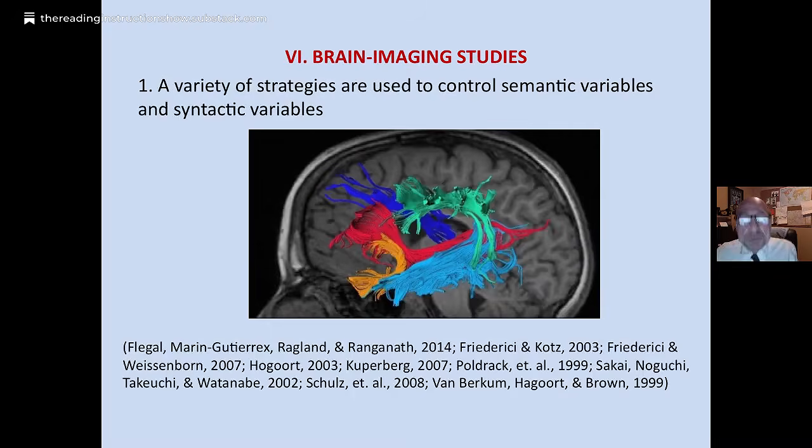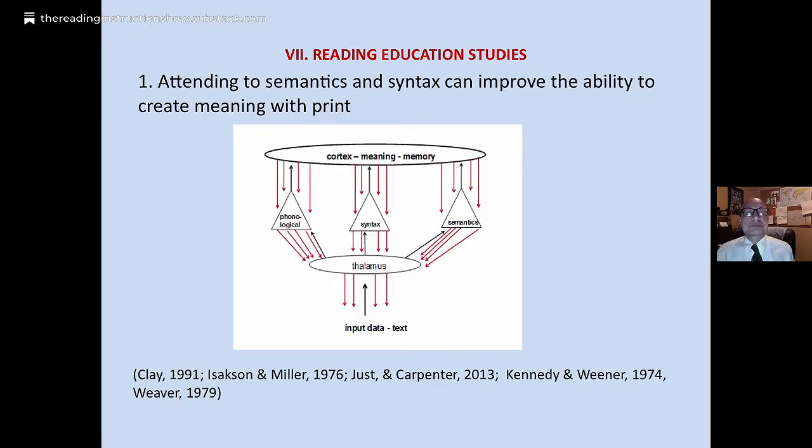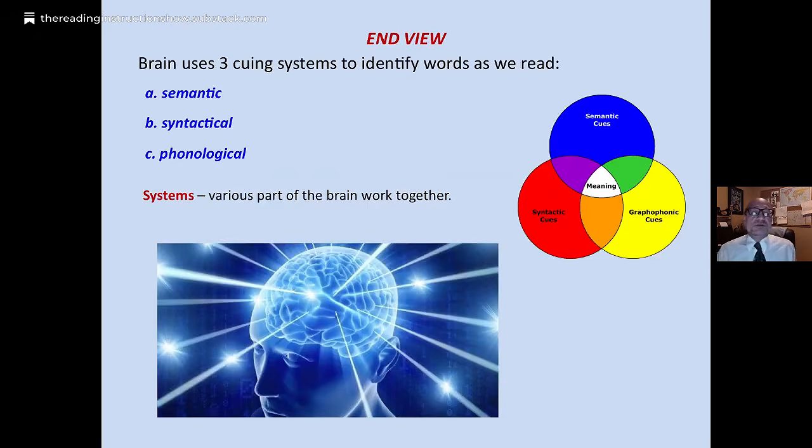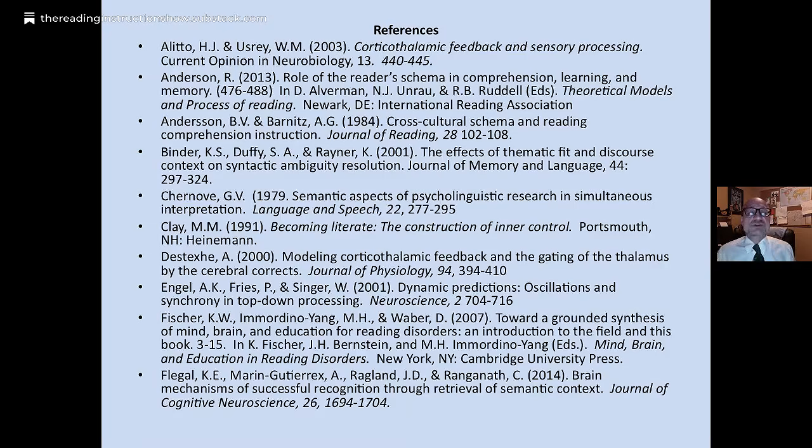And then brain imaging studies. A variety of strategies are used to control both semantic variables and syntactic variables, and they show systems or parts of our brains that are used for each one of these. Reading instruction studies as well have shown that attending to semantics and syntax can improve the ability to create meaning with print. The brain uses three cueing systems to identify words as we read. Systems are various parts of the brain that work together, not a single system. And you can stop and look at some of the studies used here.